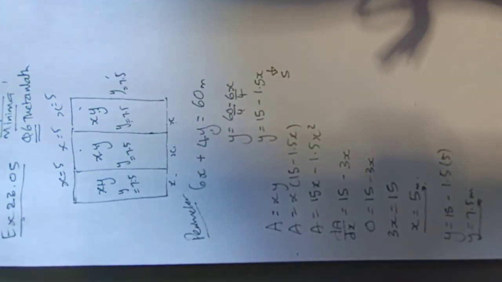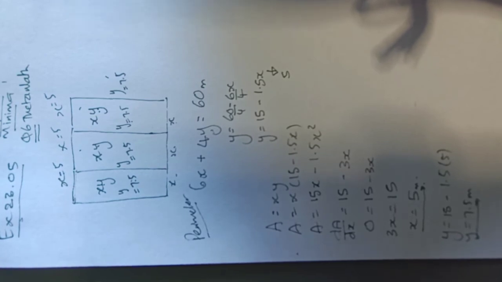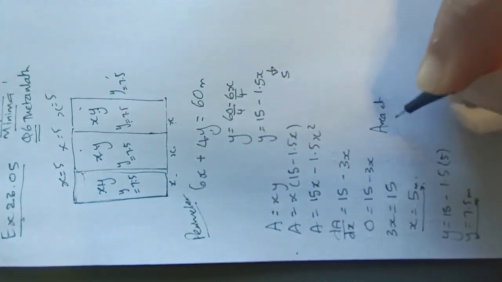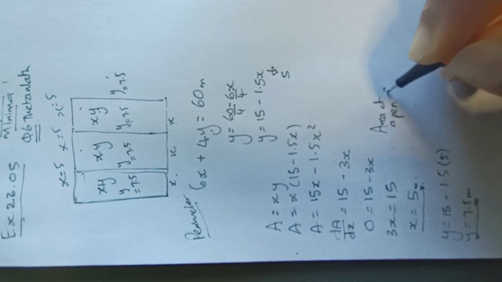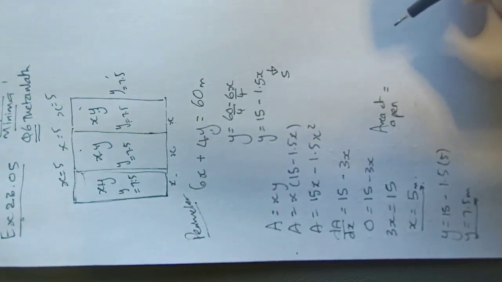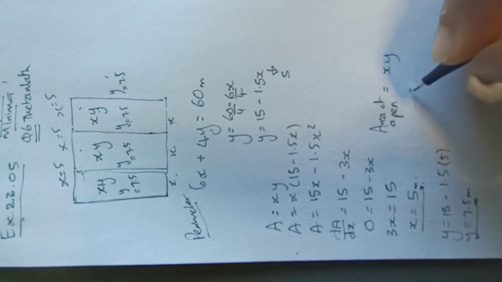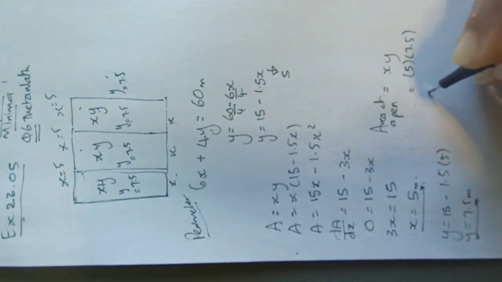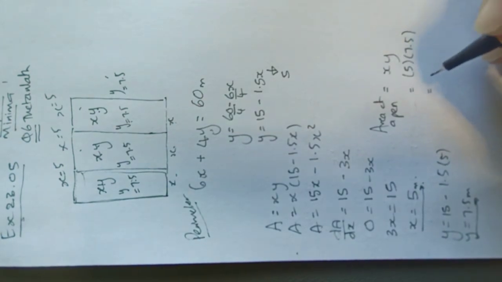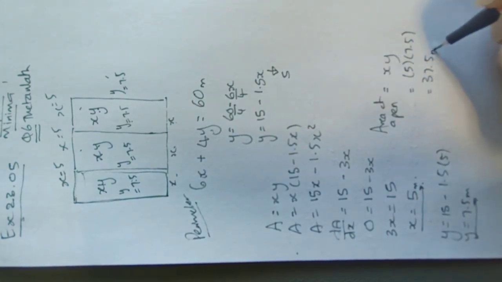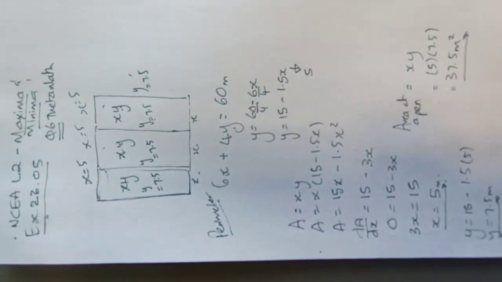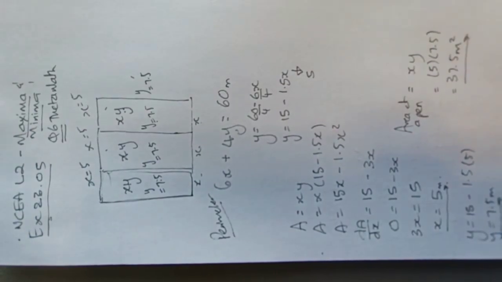The question says, what is the maximum area Ronald could make each pen? So they're only looking at one individual pen, and we know that the area of a pen is equal to xy. So we know what x is, it's 5, and we know what y is, it's 7.5. And we know that 5 times 7.5 will give me 37.5 meters squared, because meters times meters is equal to meters squared. And that's the answer for that question.